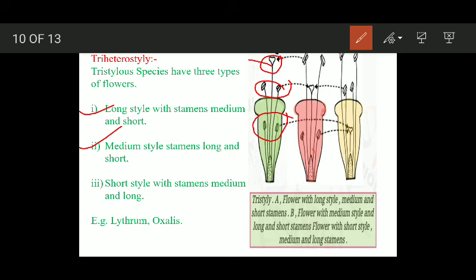Another one has a medium style and long and short stamens. This type of flower has a medium style, so the stigma is positioned at an intermediate height, and it possesses two groups of stamens, one long and another short. Simple. The third one has a short style with stamens which are medium and long. With the short style, it possesses one group of stamens which are medium and another group which are long.